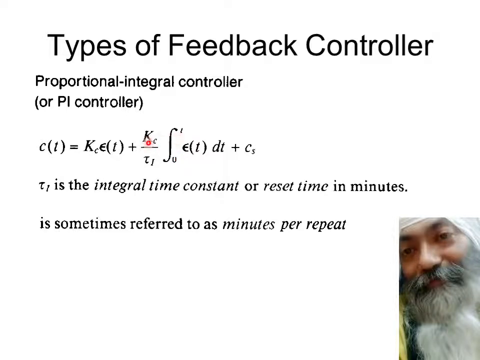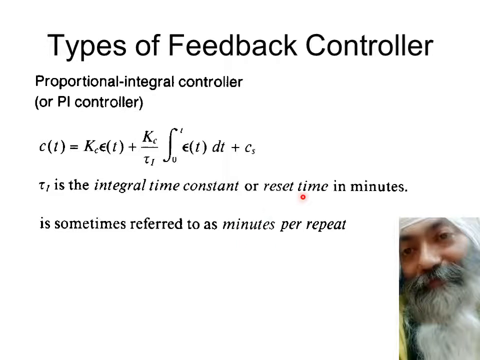It's again multiplied by Kc as it was here, but you have the additional term tau I. I is for integral, tau is time. It's the integral time constant. It's also called reset time, and normally it is set in minutes. Why it is set in minutes, you'll get to know in a moment. It's sometimes also referred to as minutes per repeat. Why it is called minutes per repeat, we will get to know very soon.